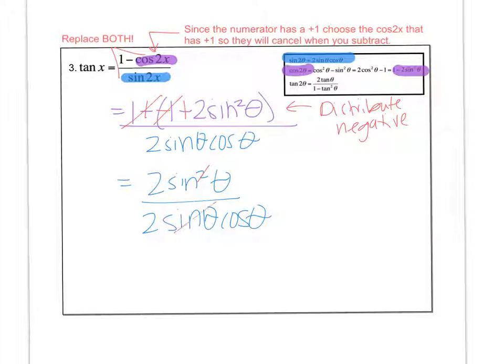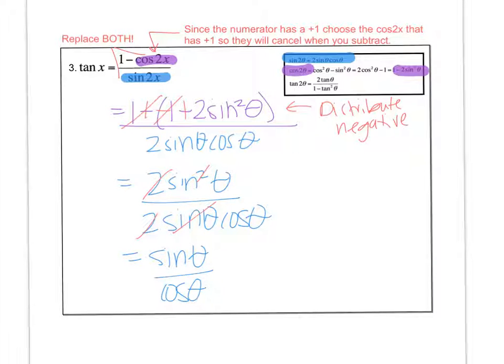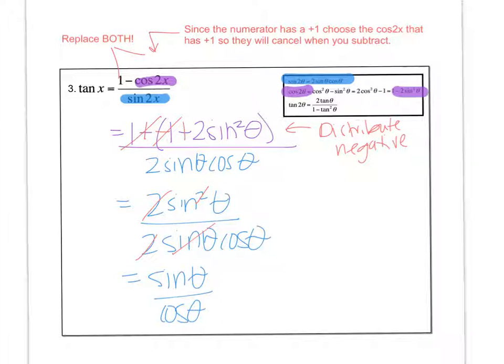And one of the sines will cancel and the 2's will cancel. So I have sine theta over cosine theta left. And if you look at your unit circle, sine theta over cosine theta is really tangent. I've been using theta instead of x, but I'm just going to keep it at theta. Tangent theta equals tangent theta. Check.